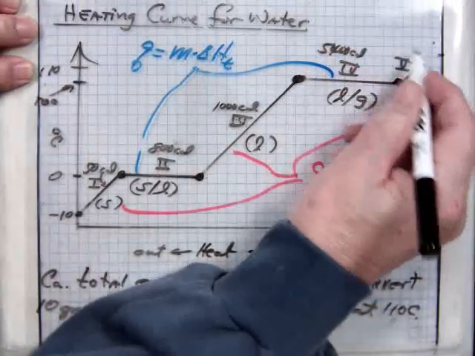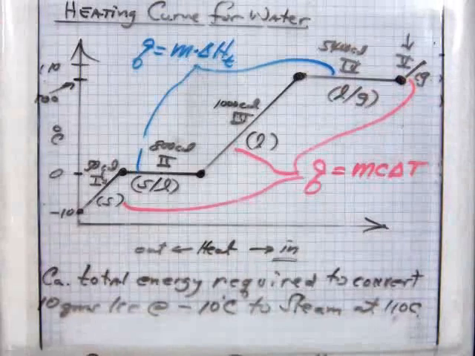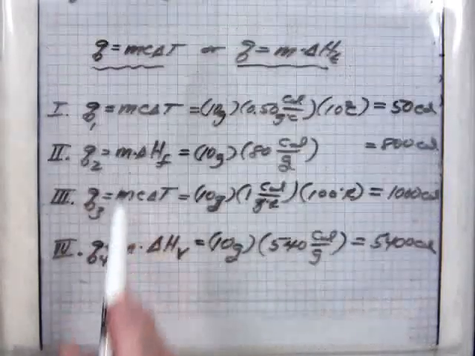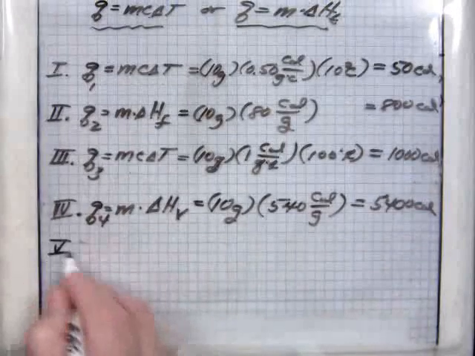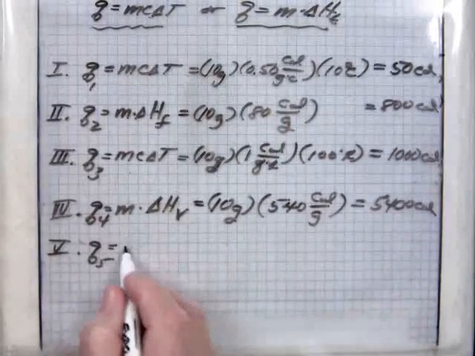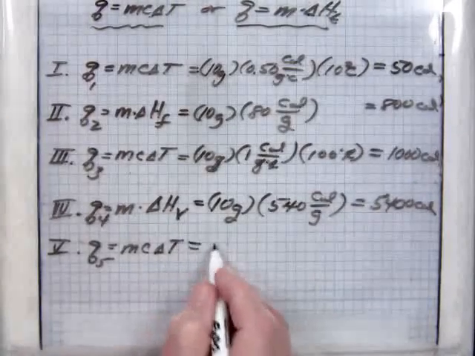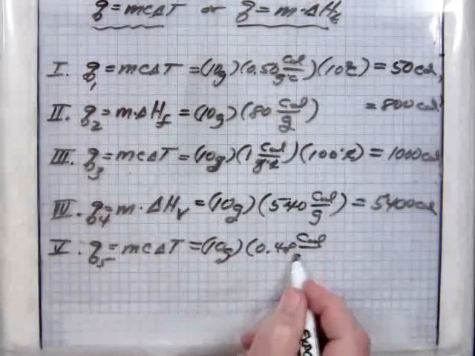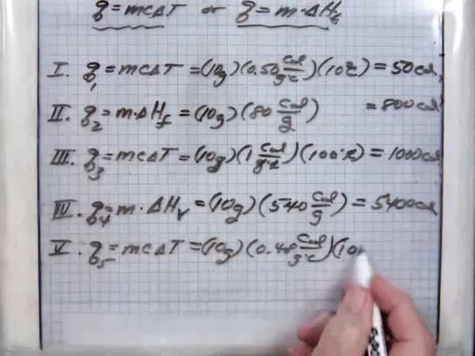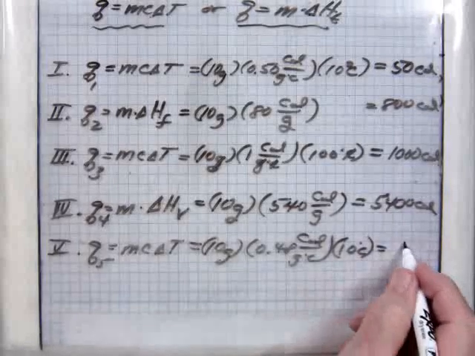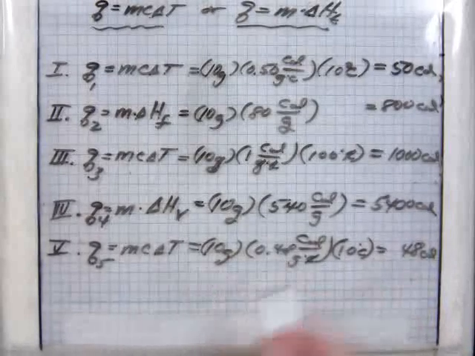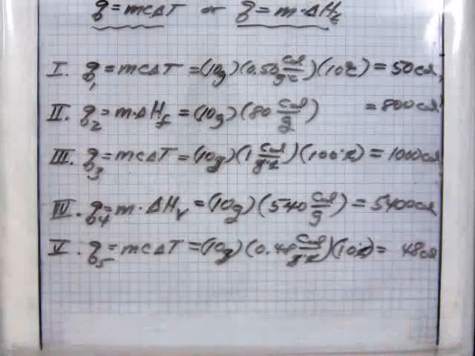And so the last one in here is warming of the steam from 100 to 110, which is a 10 degree increase. So it's the temperature change, so we use the first equation, MC delta T. So region 5 is Q5, MC delta T, 10 grams of steam now, 0.48 calories per gram degree C, that'll be given, times 10 degrees C, and of course that's 48 calories when you calculate it. Celsius drops out, grams drop out, and we're left with calories.